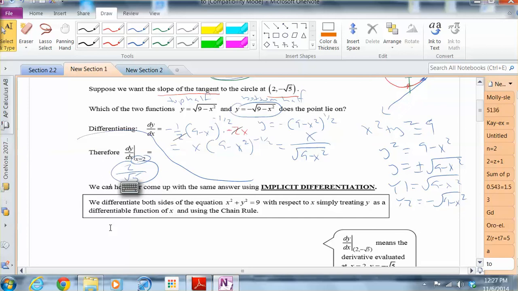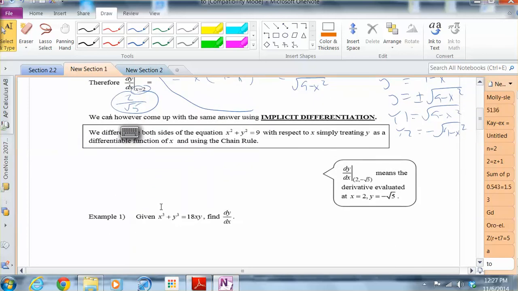Now, what if we did something called implicit differentiation? Let me show you how that works. So you have x squared plus y squared equals 9. What if we didn't want to isolate y? So instead, we take the derivative of both sides with respect to x. Well, the right side's easy. We have a constant there, so that's just 0.